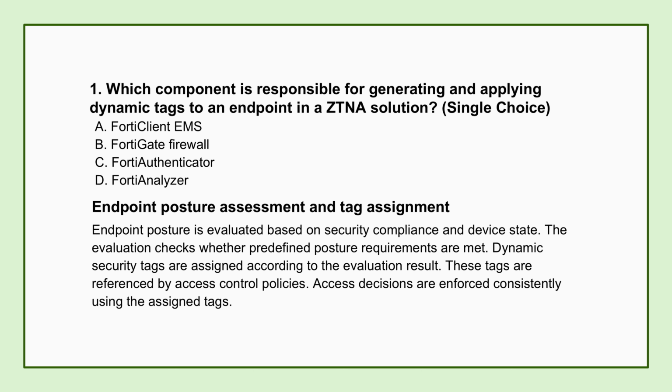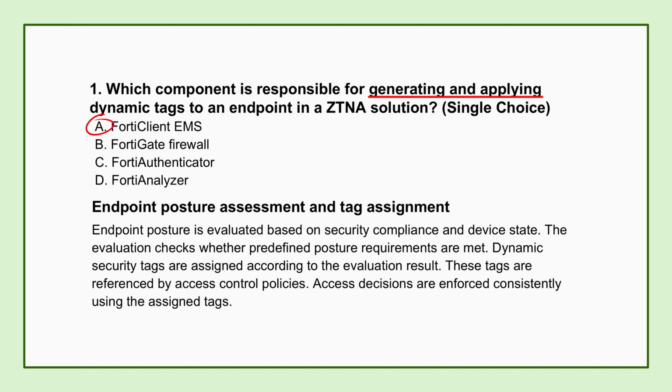That brings us to our first major operational point. A lot of people might think the firewall, the FortiGate, does everything. But the component that generates and applies those dynamic tags to the endpoint is actually the FortiClient EMS, the endpoint management server. That division of labor is absolutely fundamental. If you're troubleshooting ZTNA, you have to get this right. EMS is the intelligence layer. It's on the endpoint, collecting that granular posture info and generating the security tag. The FortiGate is just the enforcement point.